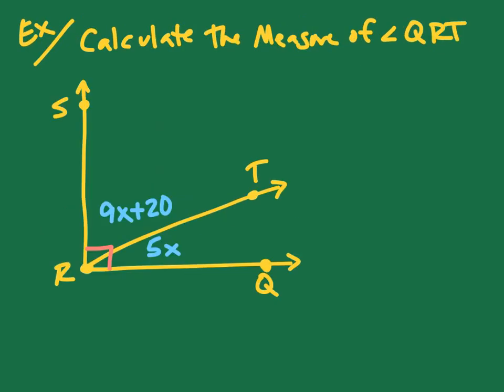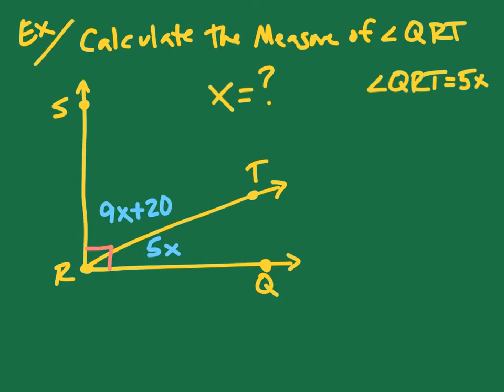In my last example, it says calculate the measure of angle QRT. So angle QRT is labeled as 5x. So the first thing I'm going to do is write that down. Angle QRT has a value of 5x. So my question is, x is equal to what? I've got to set up an equation and solve for x. Now what I know from this picture is that these two angles are complementary because angle SRQ is 90 degrees. If I add these two angles up, it's going to have a sum of 90 degrees.